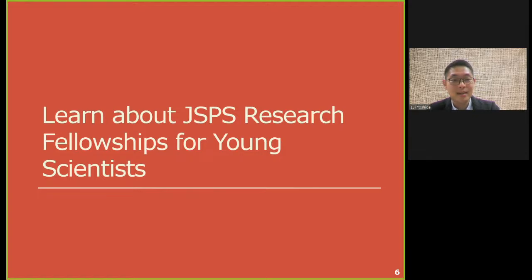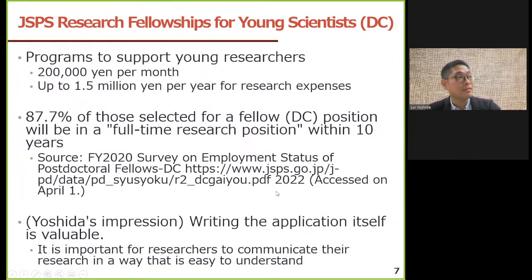So let's go to the Gakushin session and learn about Gakushin. The Gakushin program for doctoral course is a program to support young researchers. When you are granted as a Gakushin researcher, you can get 200,000 yen per month, and also up to 1 million yen per year for research expenses. It is a very good circumstance for young scientists or young researchers to concentrate on research. So I recommend you to try to be a Gakushin researcher.